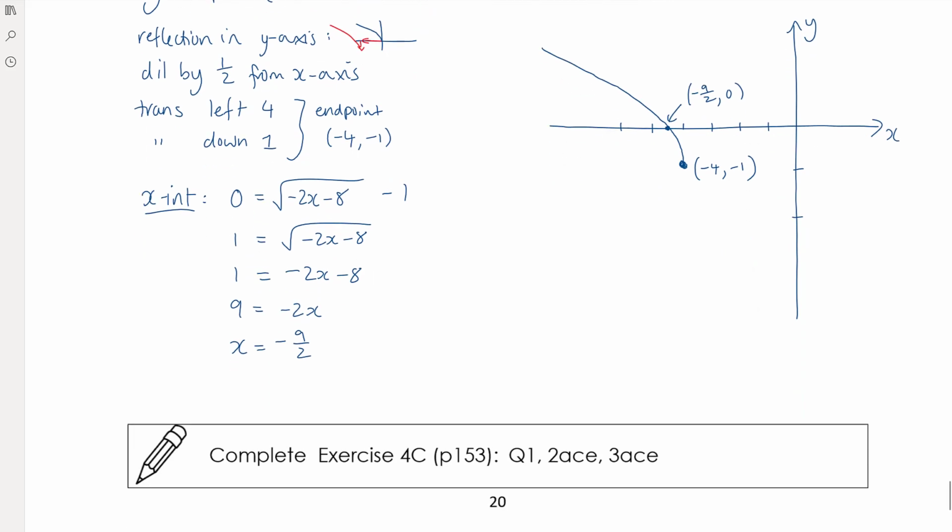Okay, so there's the examples. I know that was a reasonably long section, but important to get those new transformations right. So some work for you to do from exercise 4C, sketching some graphs of square root functions.